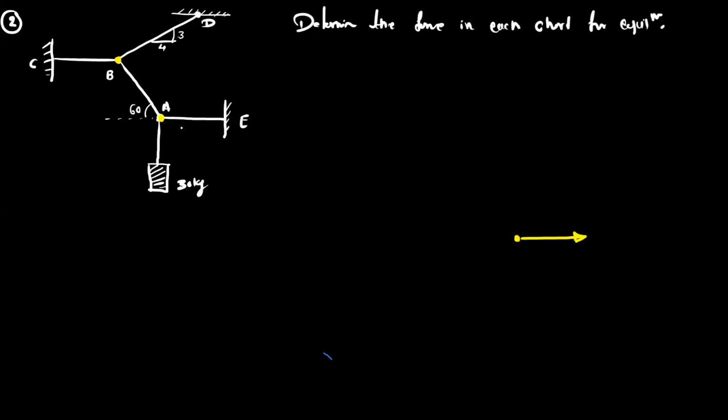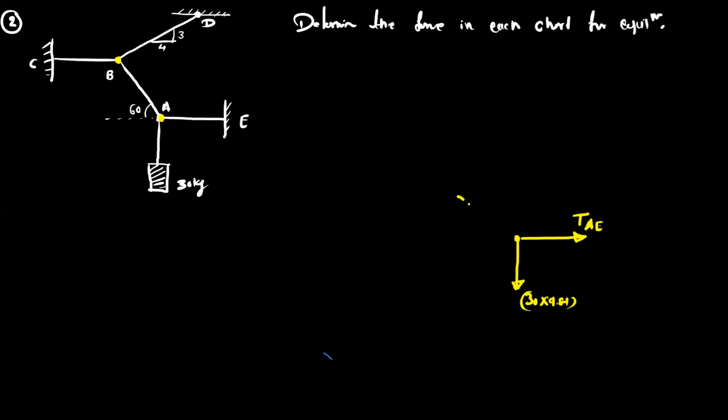So this is the horizontal cord AE. So here we have the tension AE. Okay. Then we have the weight in the downward direction. So this is 30 kg. So convert that kg into Newton. So this is 30 into 9.81.